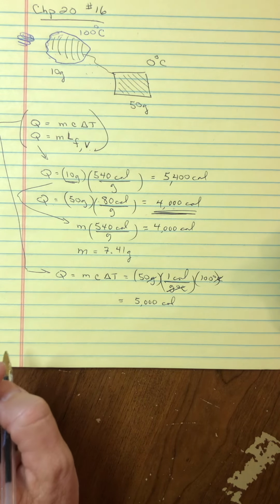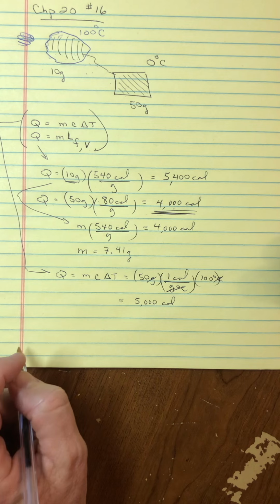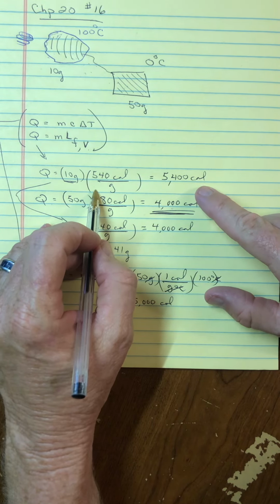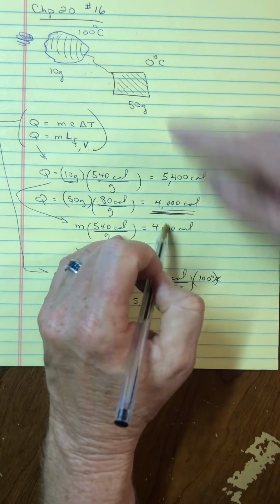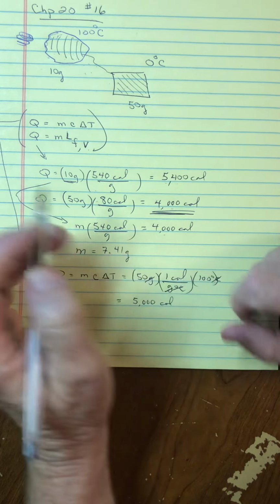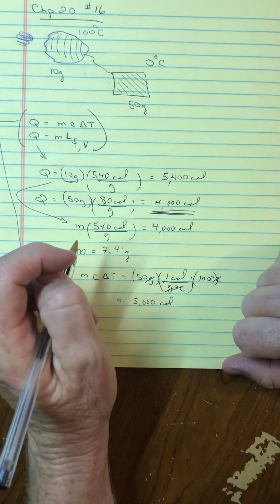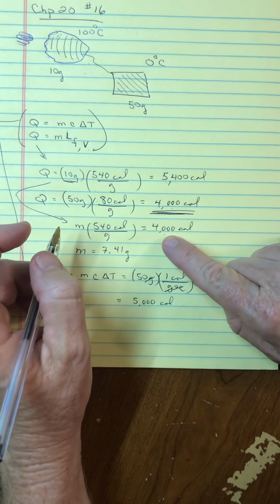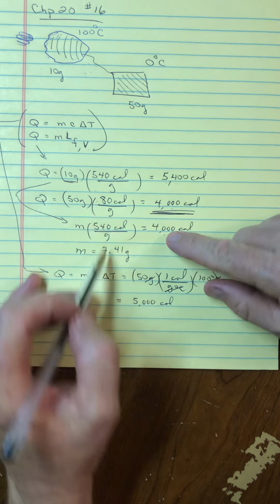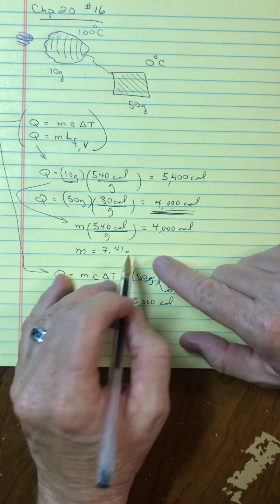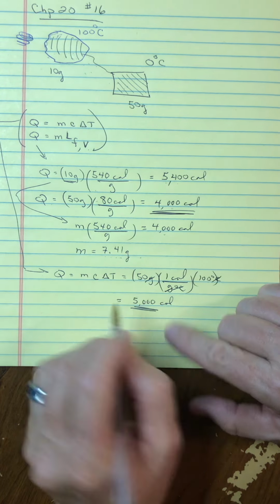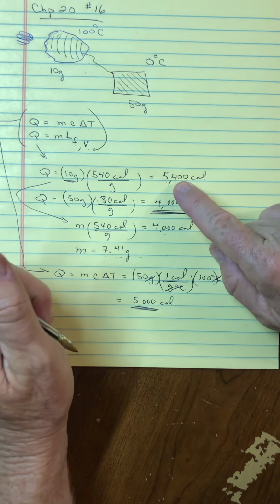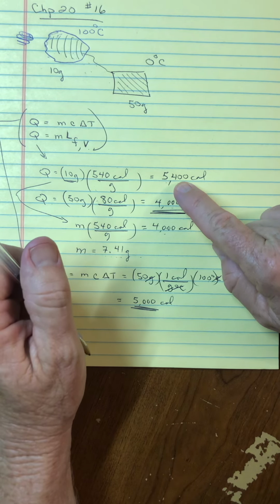Okay, so wait a minute. Coming back to my earlier calculation, if the first 4,000 was needed to melt the ice, then I'm going to see here that there's no way the remaining 2.6 grams is going to be able to give off 5,000 more. In fact, I can even see there's only 1,400 more left to give off. Okay.